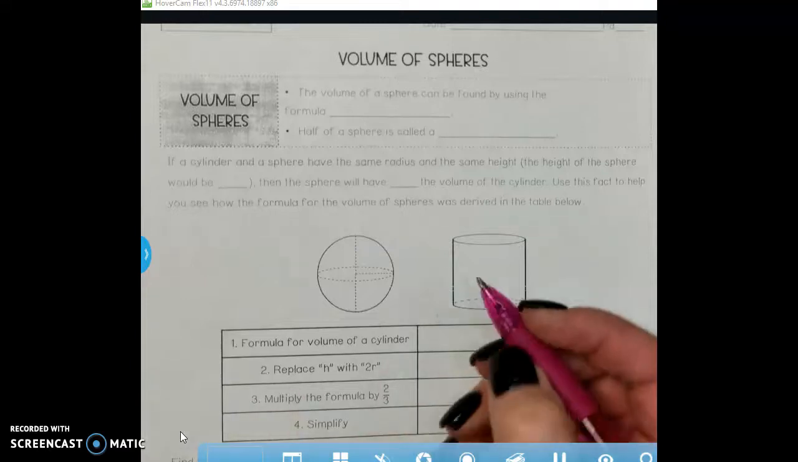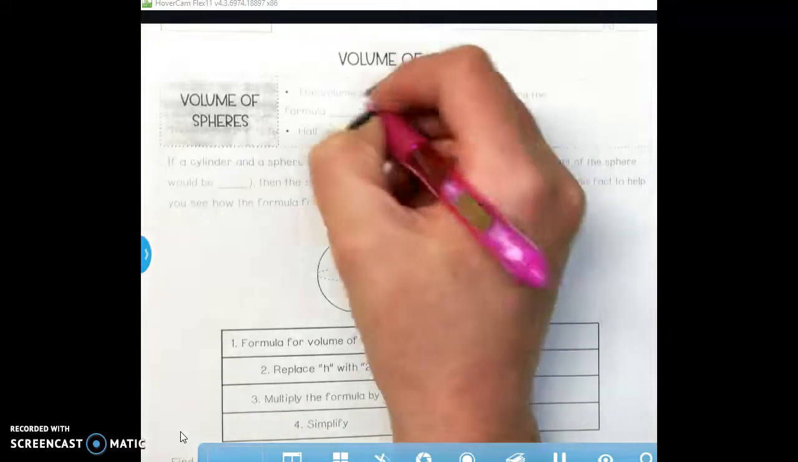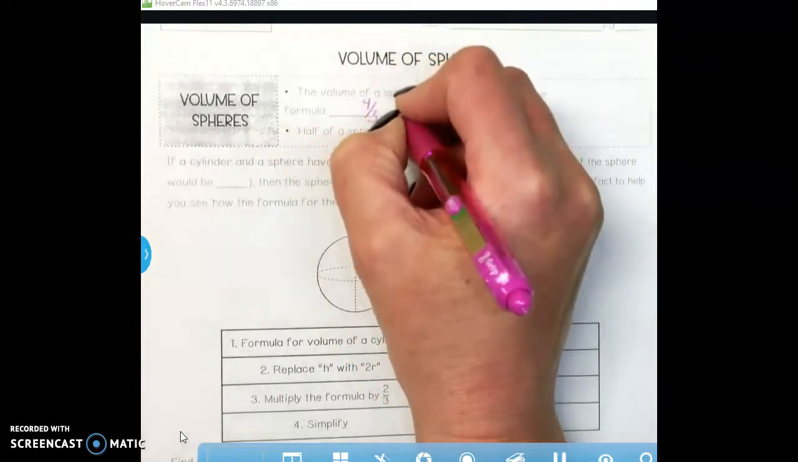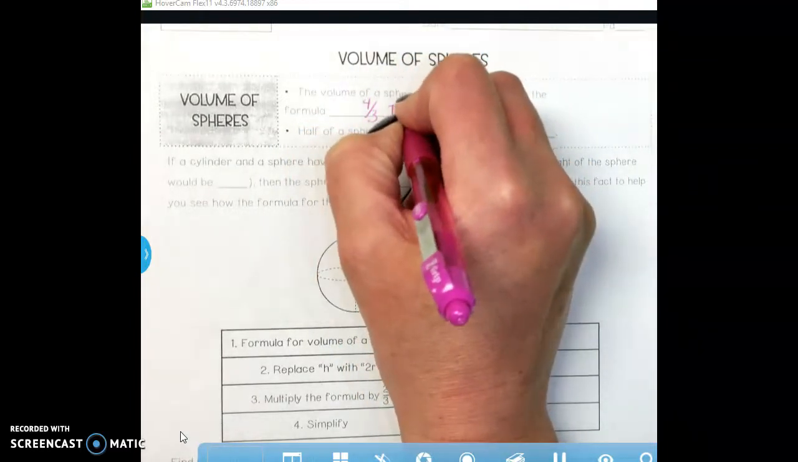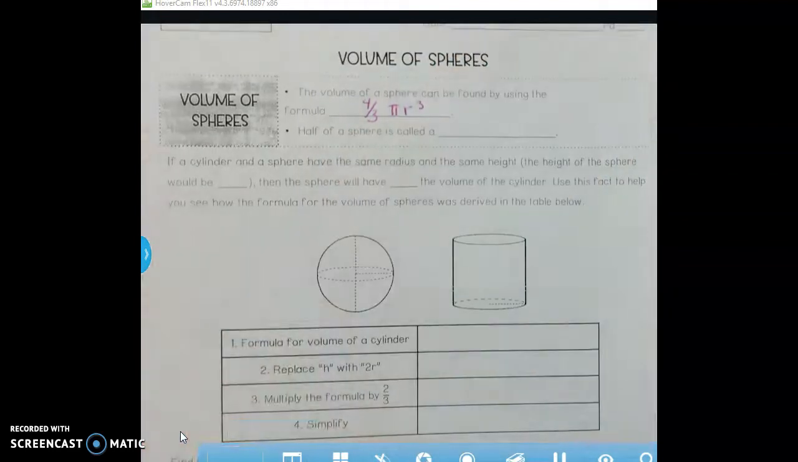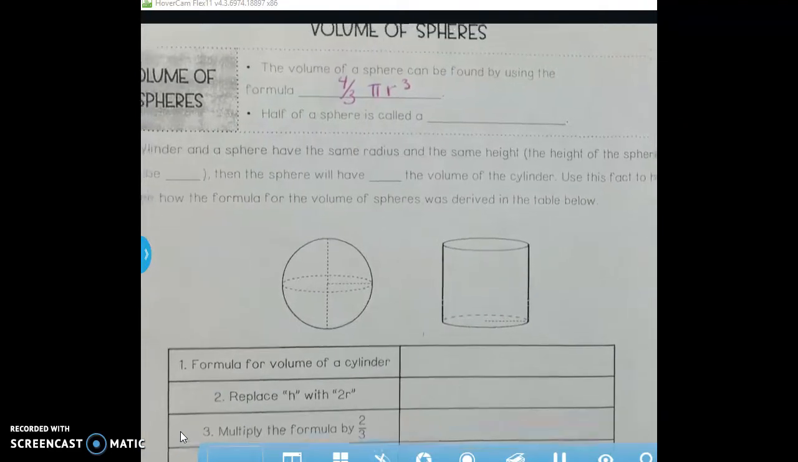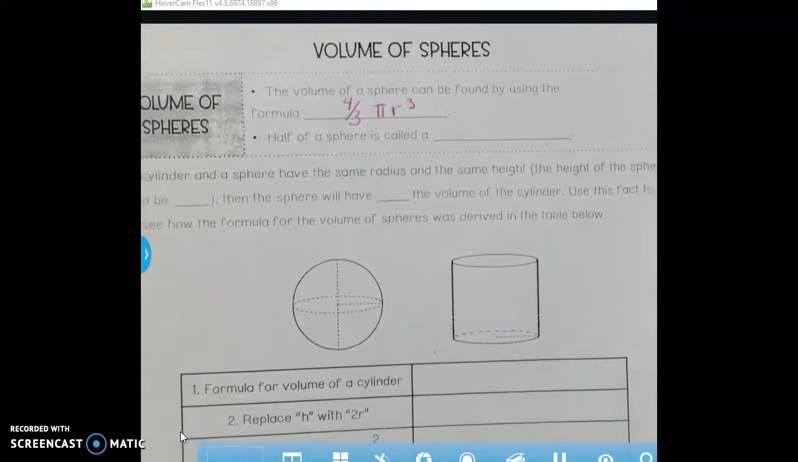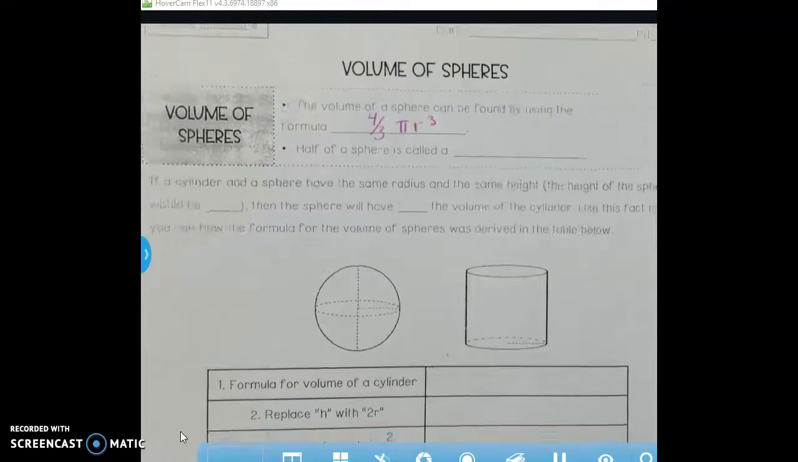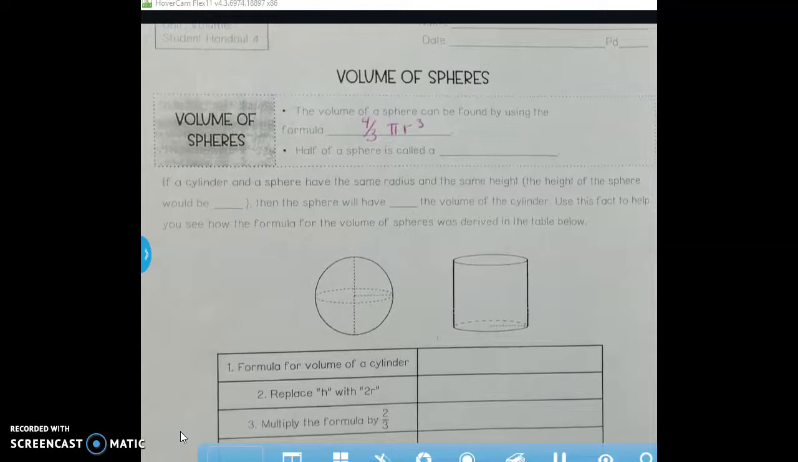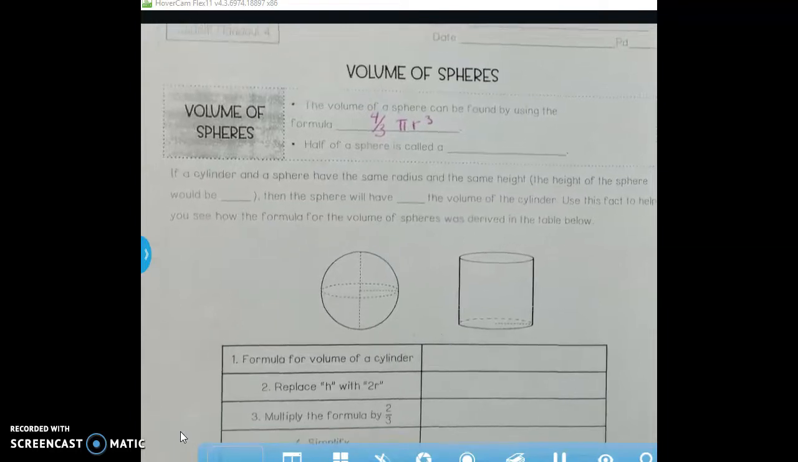For the volume of a sphere, we are using a formula that says 4/3 pi r to the third power. Yes, it is a very, very interesting formula. We've seen some of our traditional values and some of our new values. So we're going to spend some time with this formula and put it to work.